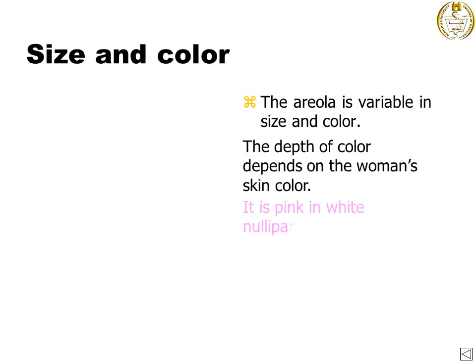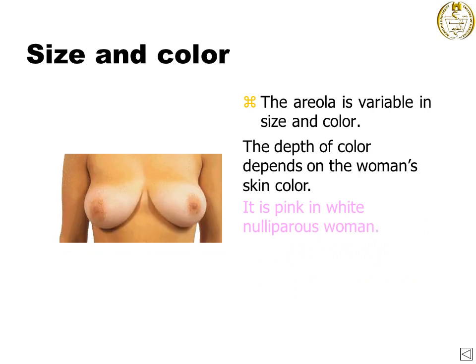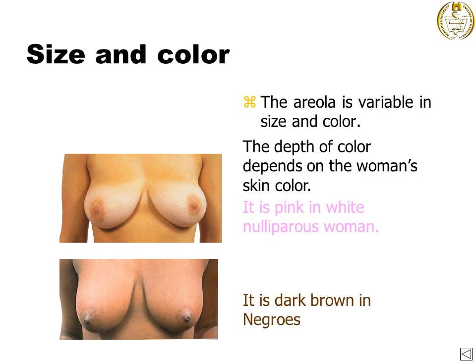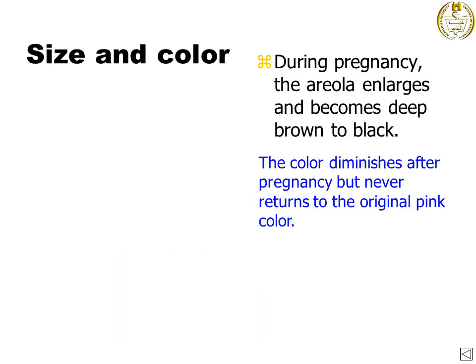The areola is variable in size and skin color. The depth of the color depends on the woman's race. The normal color is pink in white females and nulliparous women, and in Negroes it will be dark brown. During pregnancy, the areola enlarges and becomes deep brown to black. The color diminishes after pregnancy but never changes back to the normal pink color.